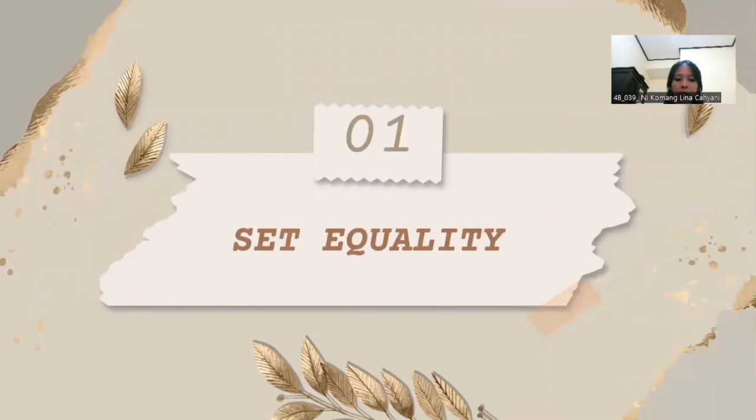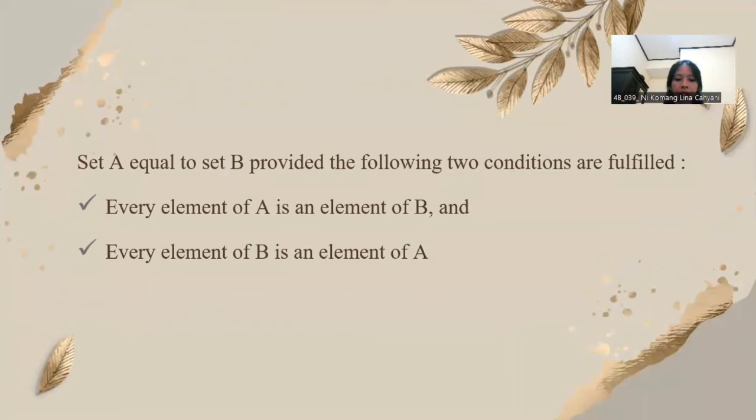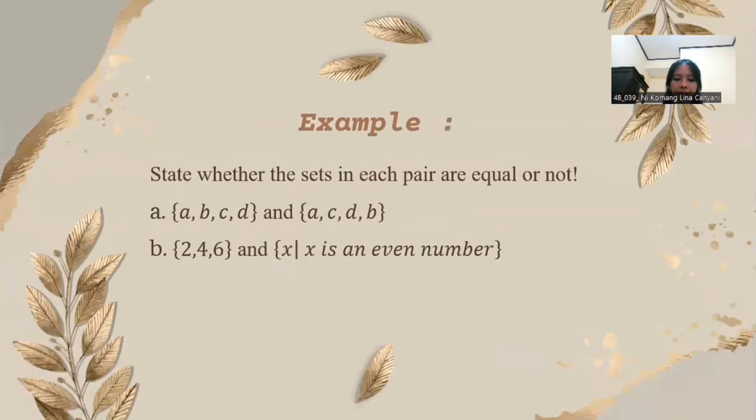First, we are going to talk about set equality. If we have two sets A and B, set A is equal to set B provided the following two conditions are fulfilled. First, every element of A is an element of B. And second, every element of B is an element of A.